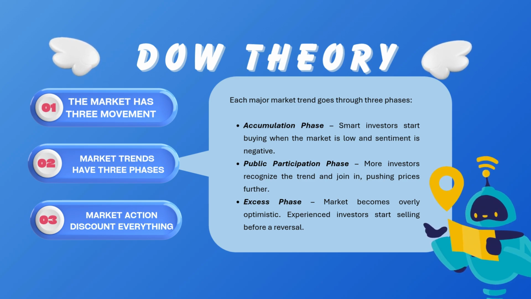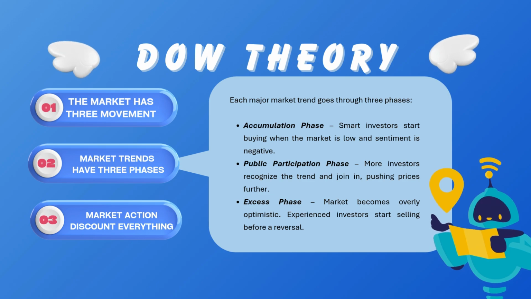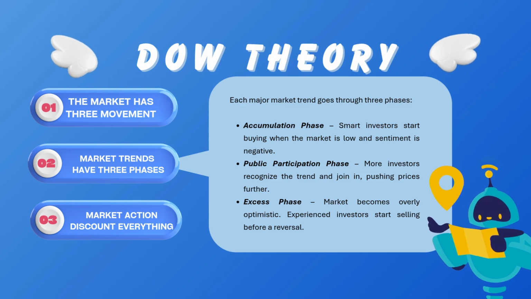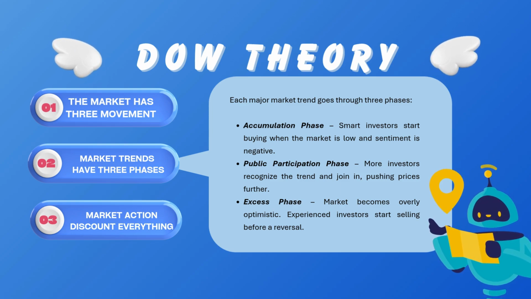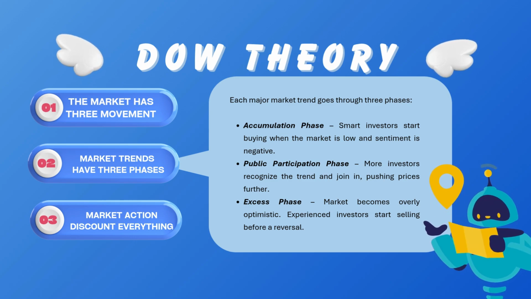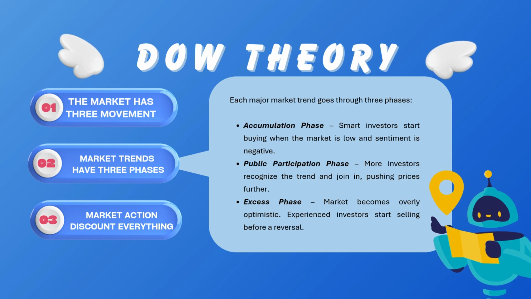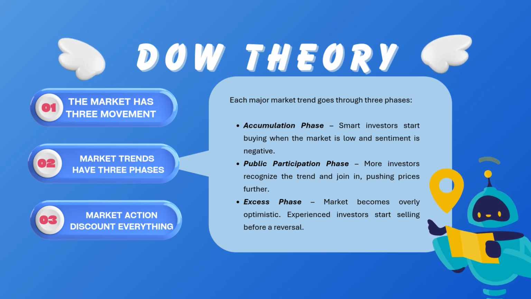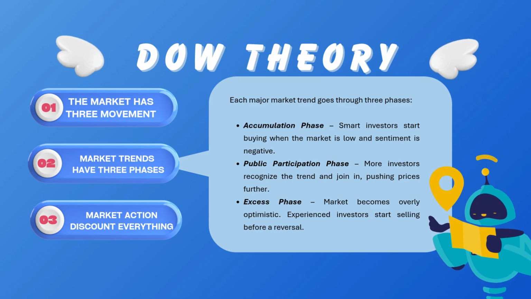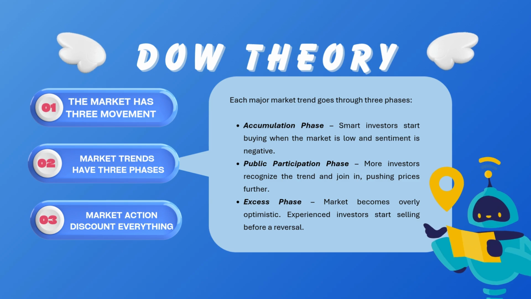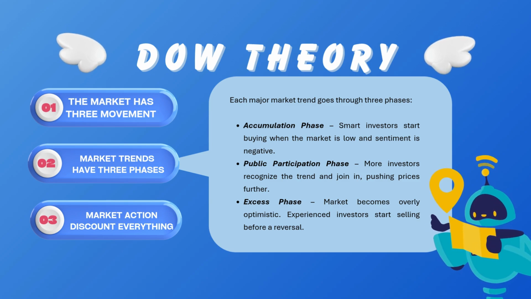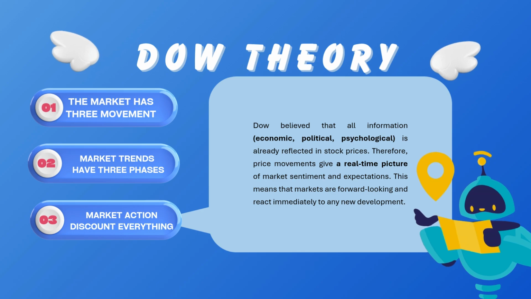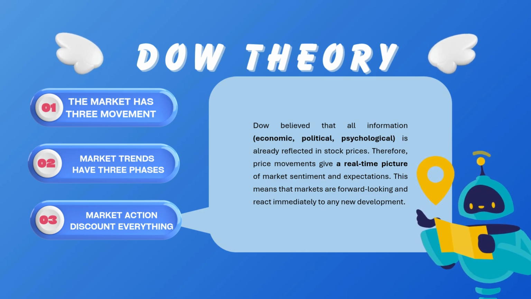The first is the accumulation phase, where smart investors begin buying while the market is low and the sentiment is negative. This is followed by the public participation phase, when more investors start to recognize the trend and join in, pushing prices higher. Finally, the excess phase occurs when the market becomes overly optimistic and experienced investors start selling before a potential reversal.